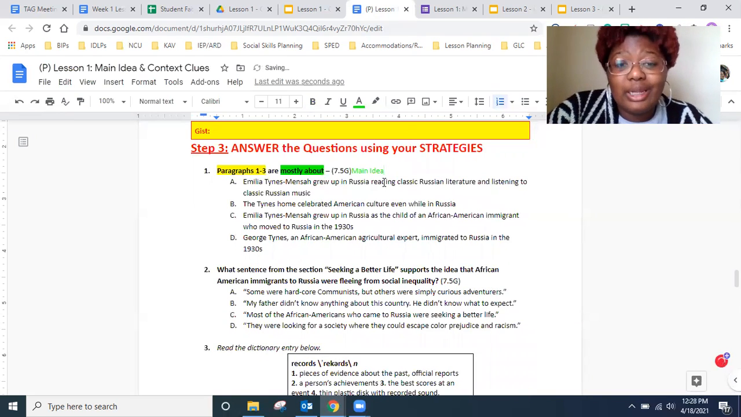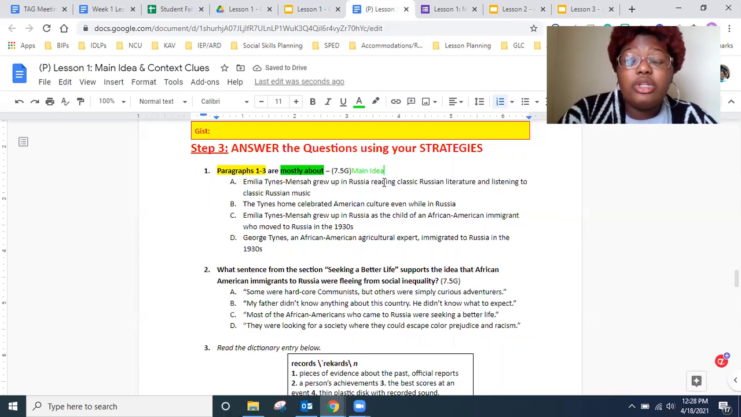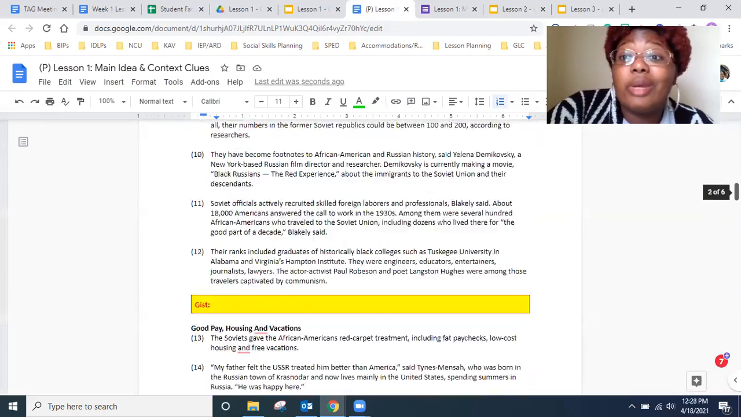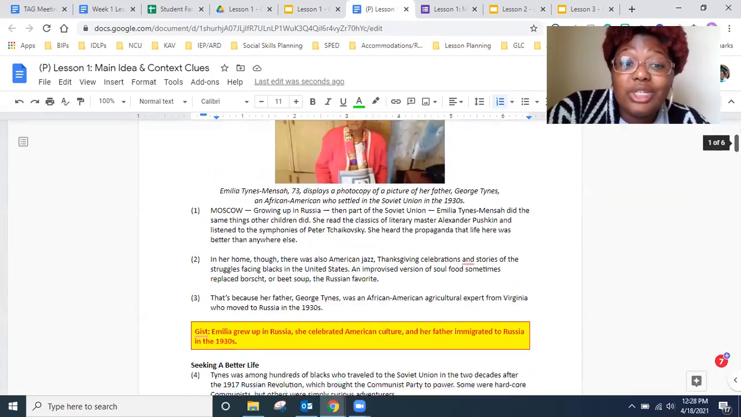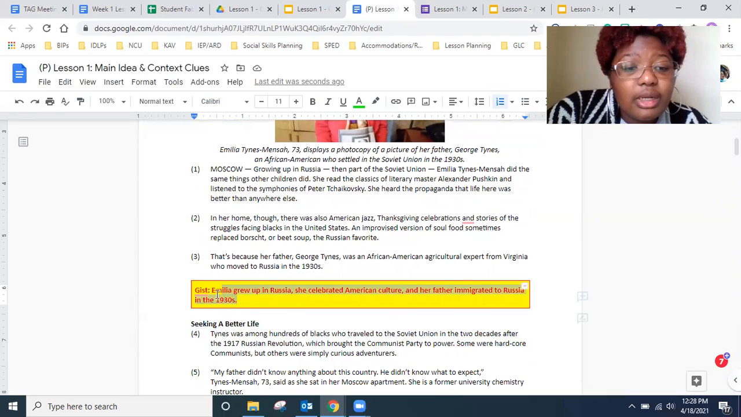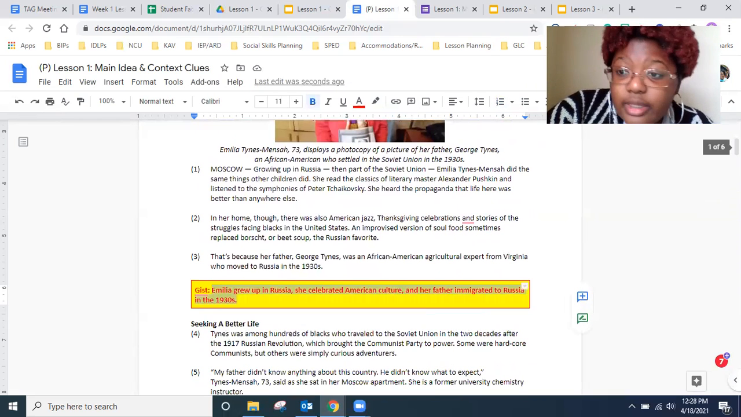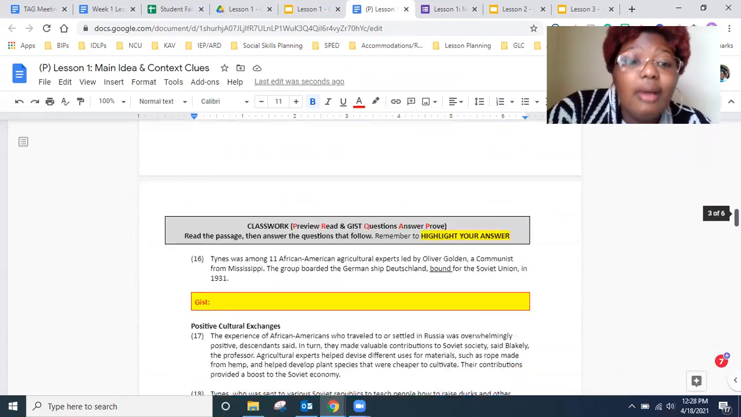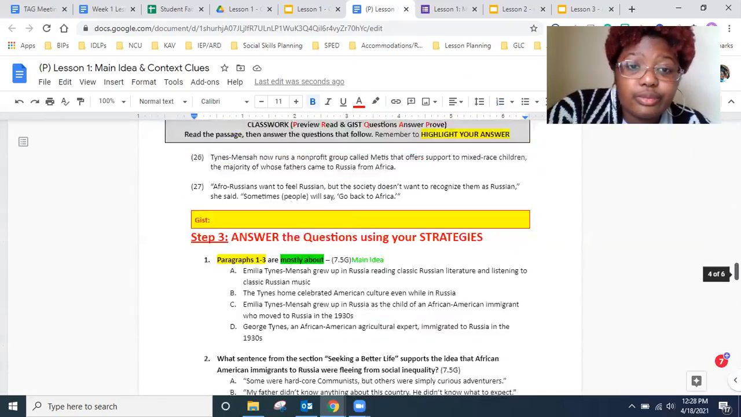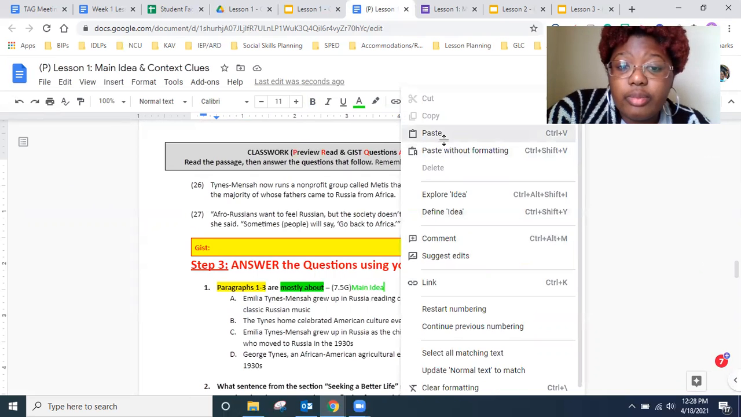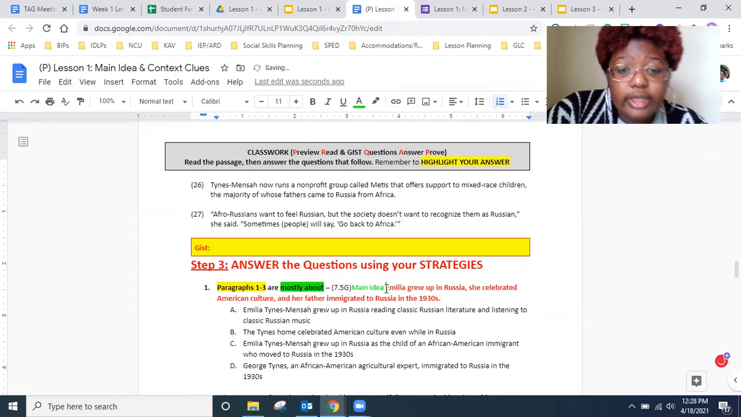This is part of me analyzing. Another thing I'm going to do that is real quick and easy is, since this is a main idea question, I'm going to copy my gist right here because I'm looking at my gist for my main ideas. So I'm going to copy the gist of 1, 2, and 3, and I'm going to just paste it by my question. So I'm just going to hit the word paste. Got it pasted right here.